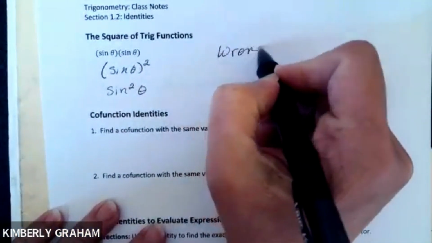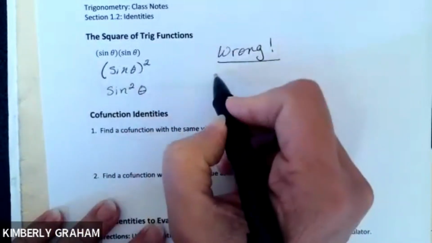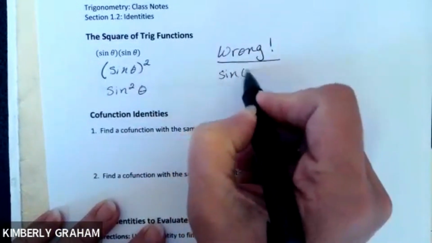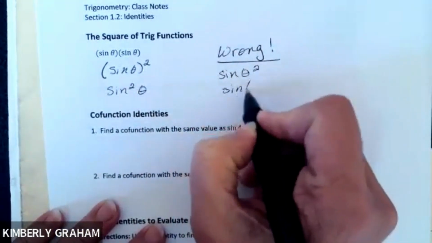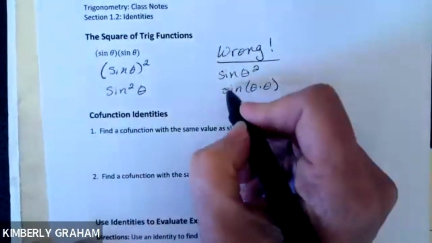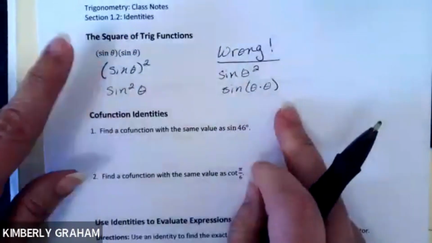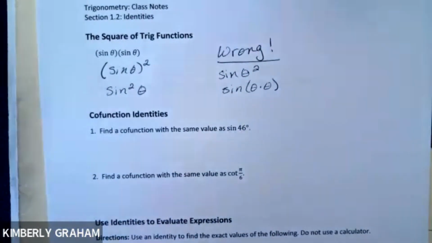I'm going to show you a mistake that some students make. This is the wrong way. Sometimes students will put the squared after the theta, and that means theta times theta, and then take the sine of that. And that is not the same thing as what we have over here. So be sure that when you're using the Pythagorean identities, that you know how to properly notate a trig function squared.